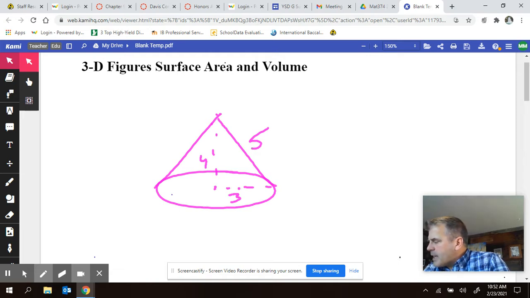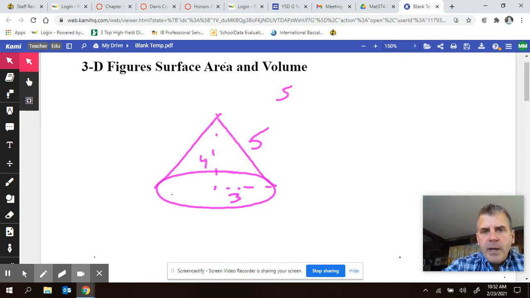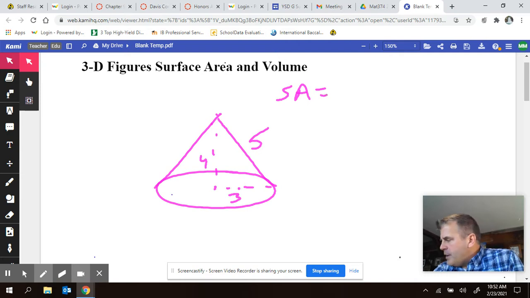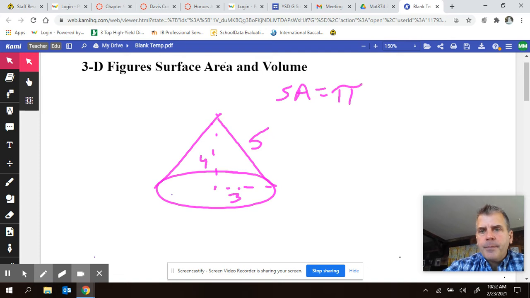So if you look in your text, they give you both the formula for the surface area of this figure and the volume. So always, always, always write the formula down, and then you can put in the information that goes with each of those things that they're giving you.